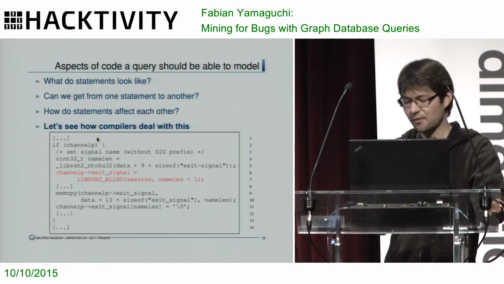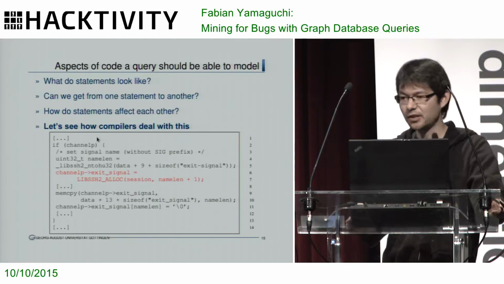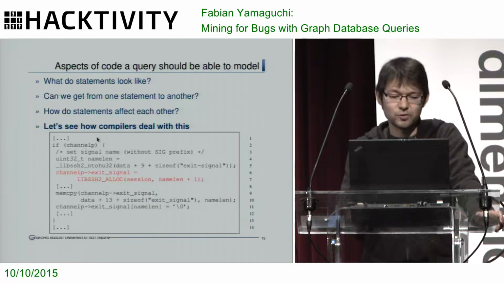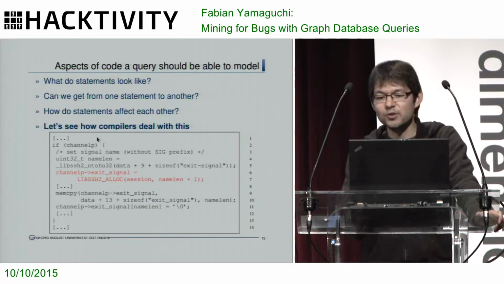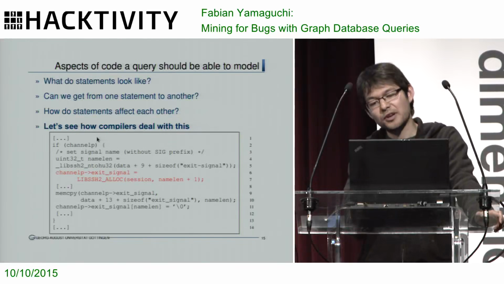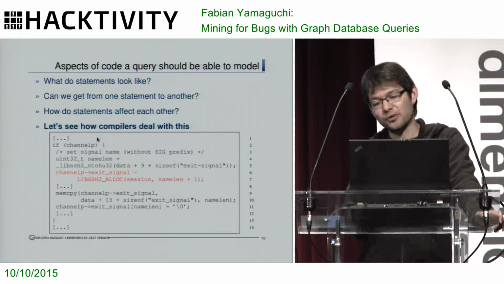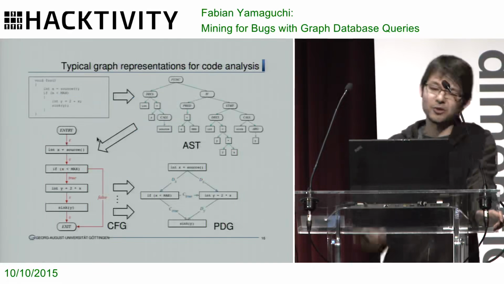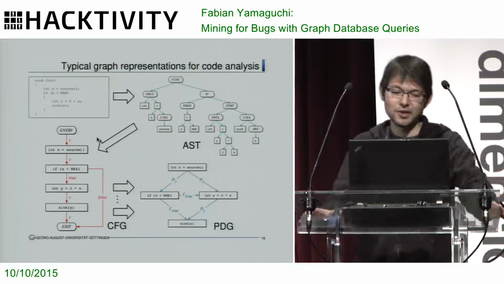And I think the three things, so after analyzing lots of bugs, we found that the three things you want to specify are: what do the statements look like? Can we get from one statement to another? And how do the statements affect each other? And the nice thing is we don't have to come up with new ways of dealing with this, because compilers need to deal with this all the time. So let's see how compilers deal with this.